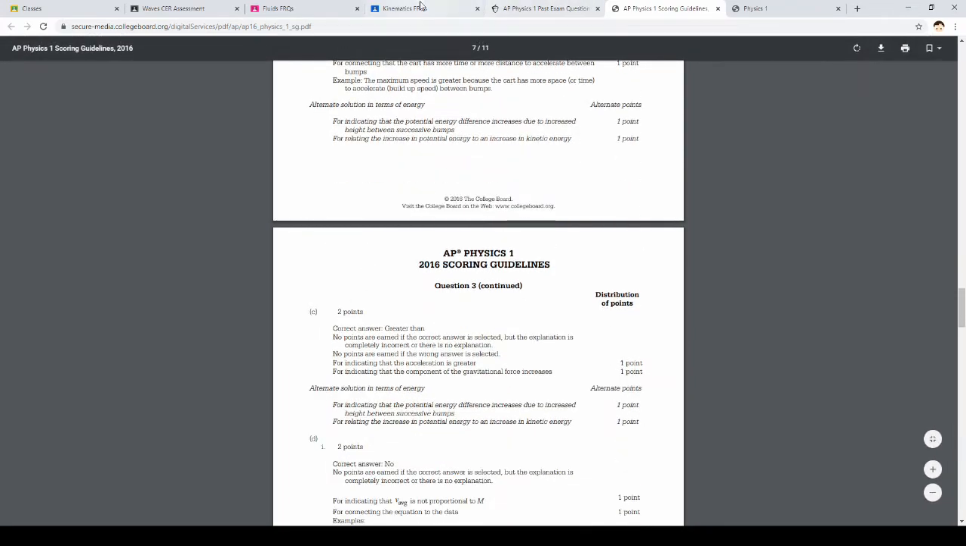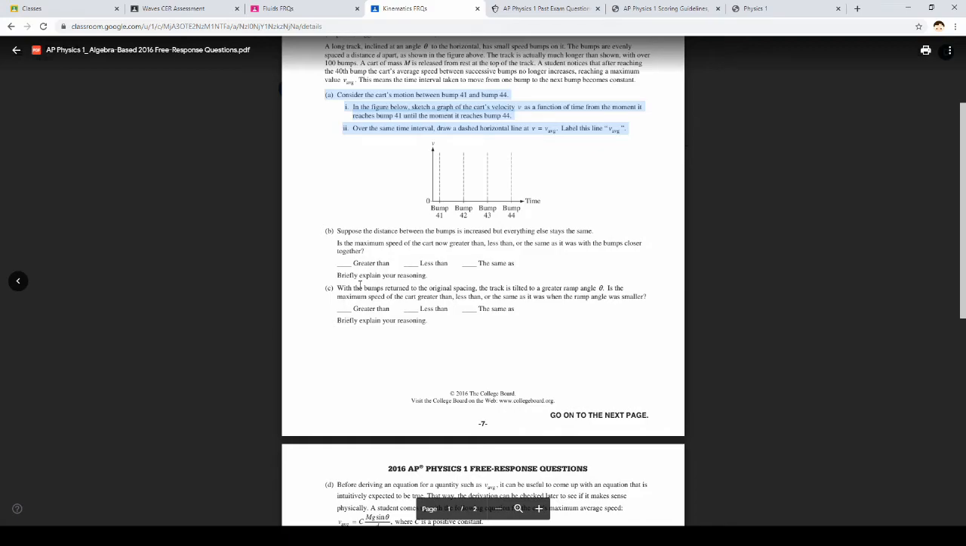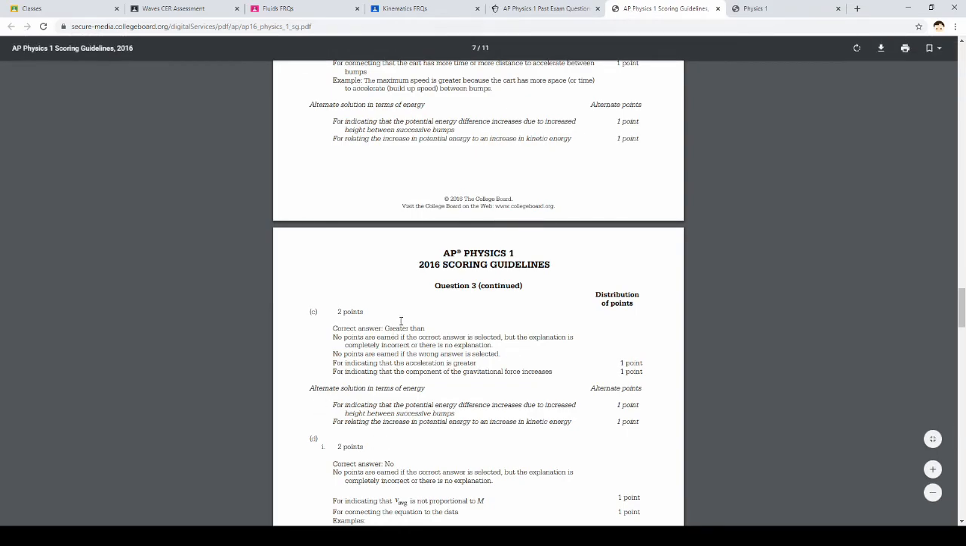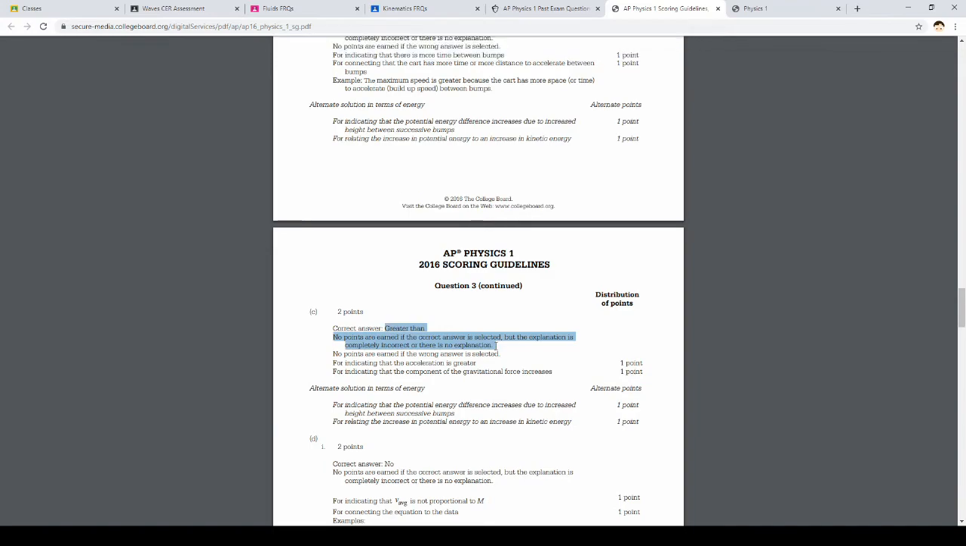Part C. With the bumps returned to the original spacing, the track is tilted to a greater angle theta. Is the maximum speed of the cart greater than, less than, or the same as it was when the angle was smaller? Correct answer is greater than. No points are earned if the correct answer is selected, but the explanation is completely incorrect, or there is no explanation.